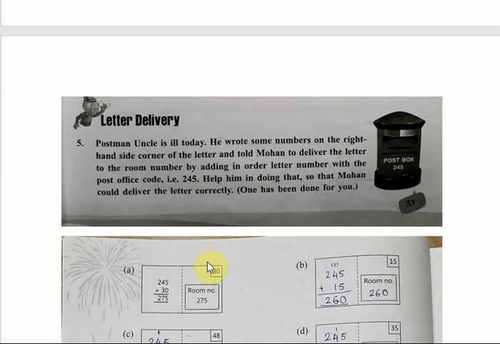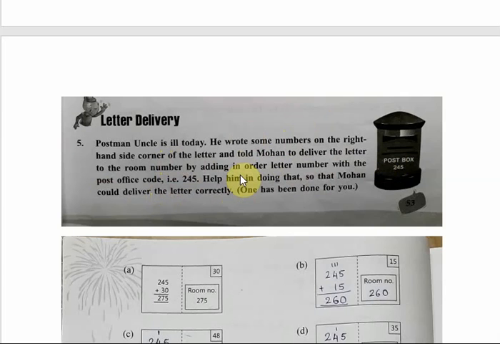So see here in the next page you can see he had written some numbers on the right hand side. These are the numbers. This is the right hand corner. So you can see some numbers are being written on the corner. Here 30, here 15, like that. So the postman uncle had written some numbers on the right hand side corner of the letter and told Mohan to deliver the letter to the room number by adding in order letter number with the post office code, that is 245. So as postman uncle is ill, he told Mohan to deliver the letters.